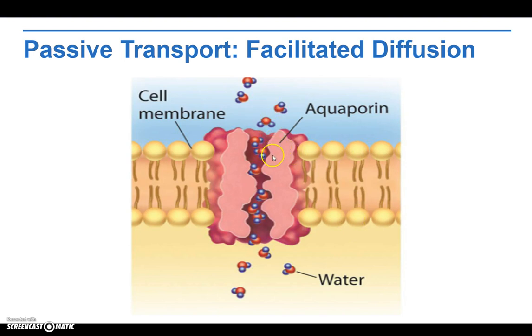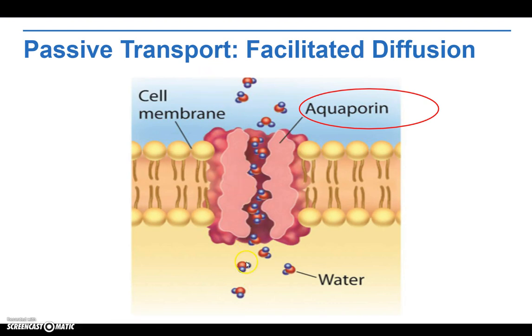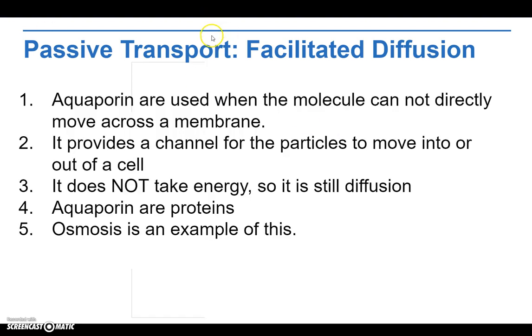So they're going to have to go through a specific type of protein. This little red thing here is called an aquaporin. It has a little channel or a little hole in the center that allows water to move through. And it can go both ways. It can go from outside the cell to inside the cell, or from inside the cell to outside the cell through the aquaporin.